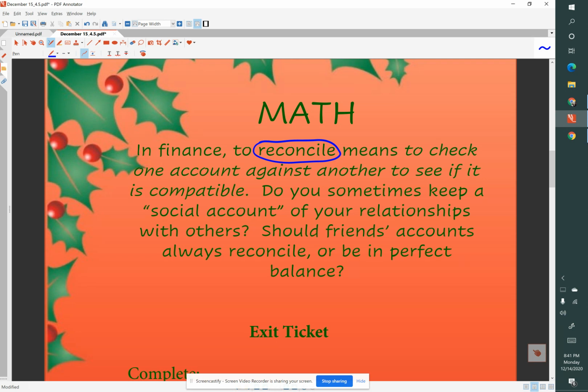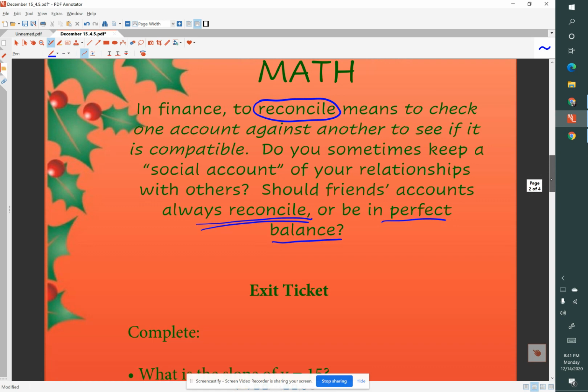Is it a tit for tat? Do we do a social accounting of some sort? Are we keeping a track record of giving and receiving with our friends? Should friends' accounts always reconcile and match up? Should they always be in perfect balance? Or is there room in a friendship for the stakes to be a little bit uneven and really based on need? So I want you to respond to that question. Just write a sentence or two and think about it first.